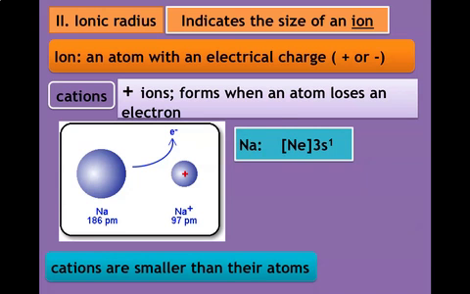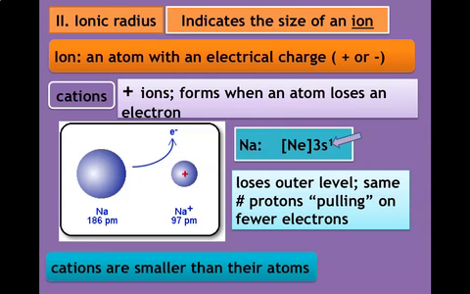Sodium has an electron configuration of 3s1, and that's the one that goes away. So it loses a whole energy level when that goes away, and the same number of protons are there, so they're pulling on fewer electrons. And again, we know that tightens up the size.